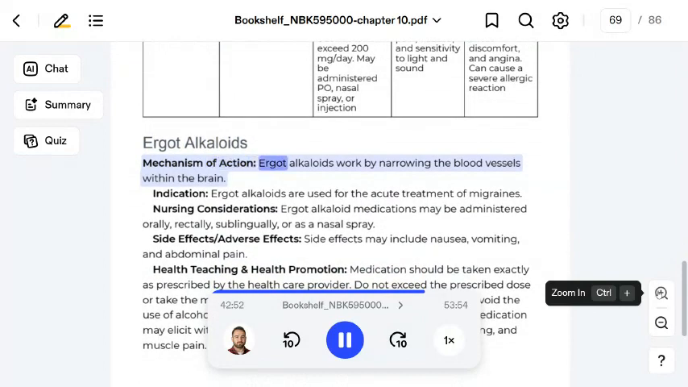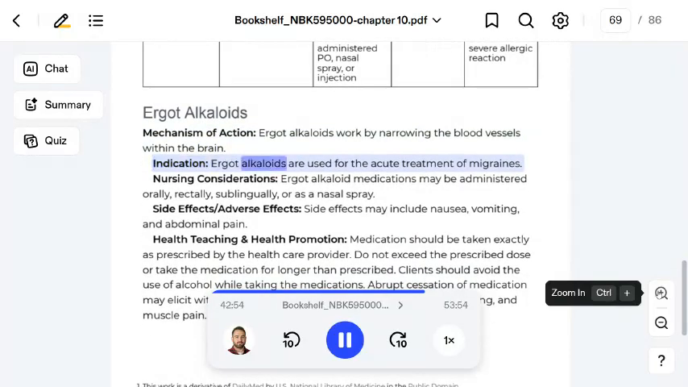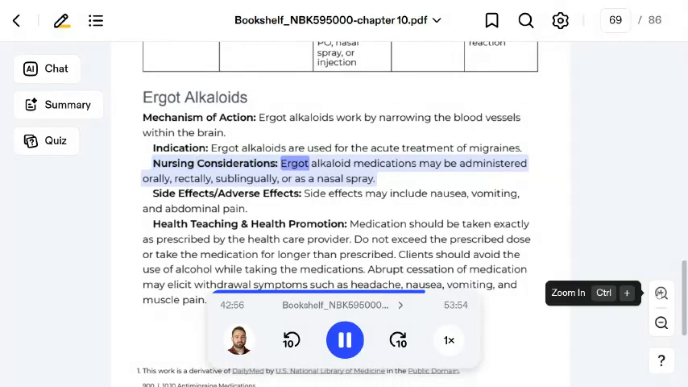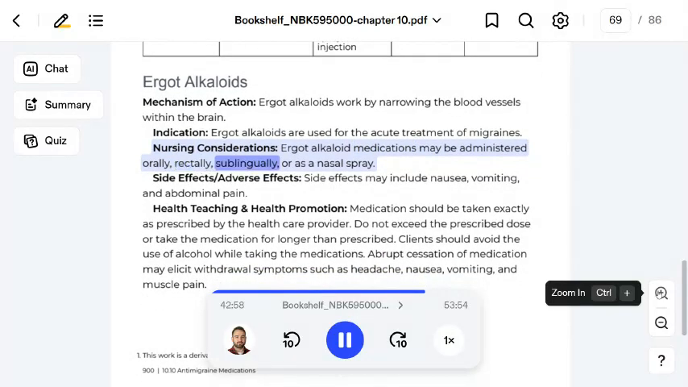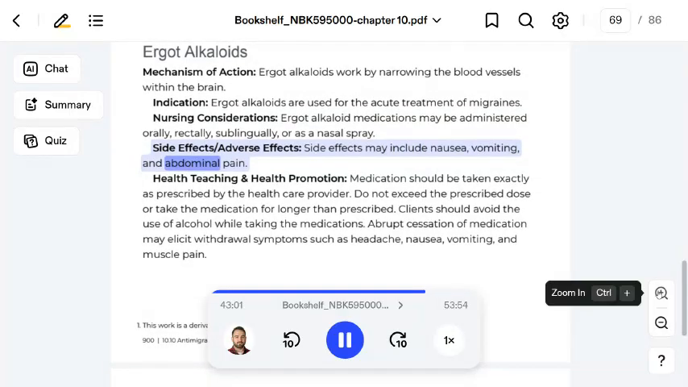Ergot alkaloids. Mechanism of action: ergot alkaloids work by narrowing the blood vessels within the brain. Indication: ergot alkaloids are used for the acute treatment of migraines. Nursing considerations: ergot alkaloid medications may be administered orally, rectally, sublingually, or as a nasal spray. Side effects: adverse effects. Side effects may include nausea, vomiting, and abdominal pain.